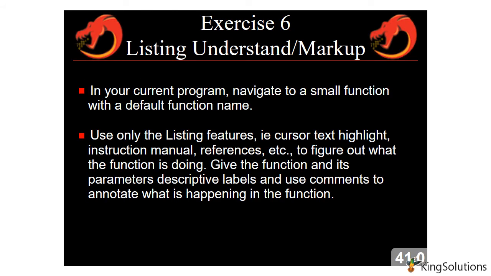Exercise 6. Listing Understand and Markup. In your current program, navigate to a small function with a default function name. Use only the listing features, such as cursor text highlight, instruction manual, references, etc., to figure out what the function is doing. Give the function and its parameters descriptive labels, and use comments to annotate what is happening in the function.